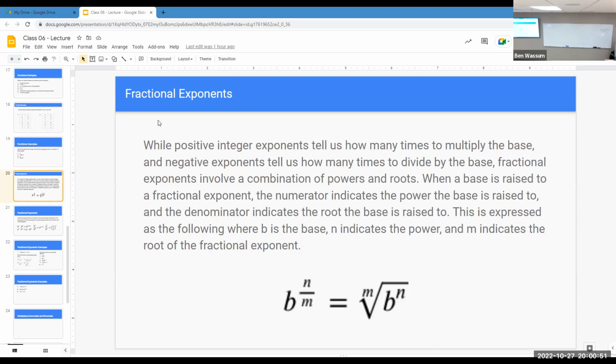So fractional exponents actually combine both those powers and the roots, the radicals: square roots, cube roots, 500 roots, anything. And it actually ends up being the denominator of that fraction. So the top of that fraction is always the power, the exponent as usual. The bottom of it ends up being the index of the root.